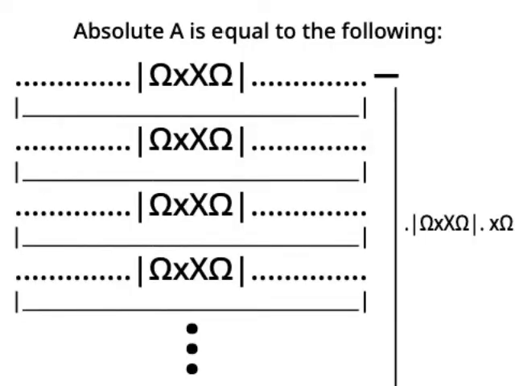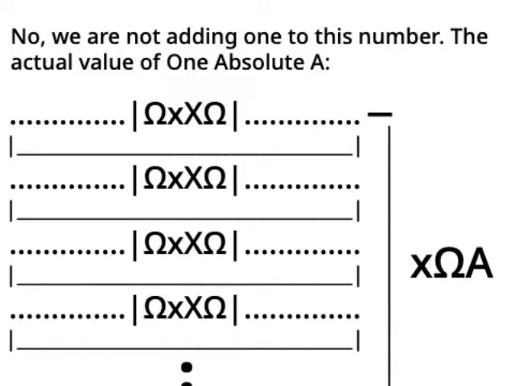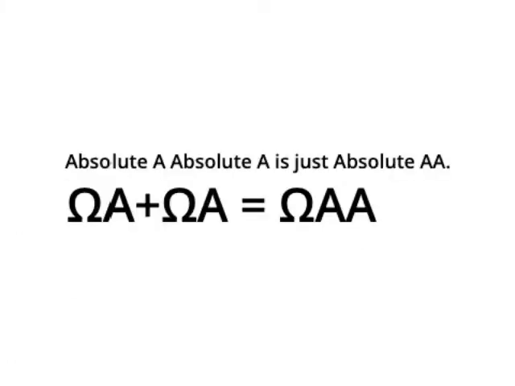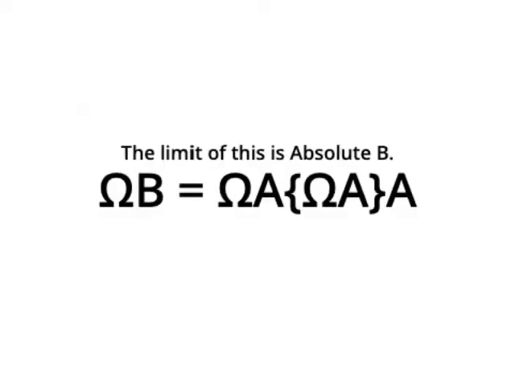Absolute A is equal to the following. How do we continue from here? The function here is completely different. The next number is 1 absolute A. No, we are not adding 1 to this number. This is the actual value of 1 absolute A. So, in general, absolute A is just absolute AA. We can add more A's, but let's create a shorthand so it doesn't get too long.